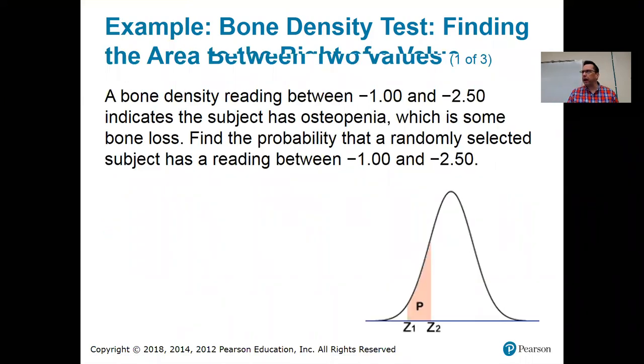Okay, and then the last kind of problem with standard normal distribution, at least for finding a probability, is between two values. Okay, probability that the z-score is between two values. A bone density reading between -1.00 and -2.50 indicates the subject has something called osteopenia, which is some bone loss, like moderate bone loss. Find the probability that a randomly selected person has that condition, okay? Because they have a z-score between -1 and -2.5.